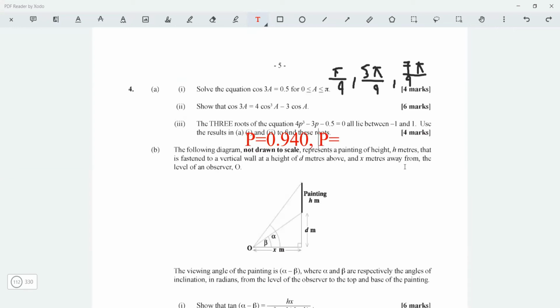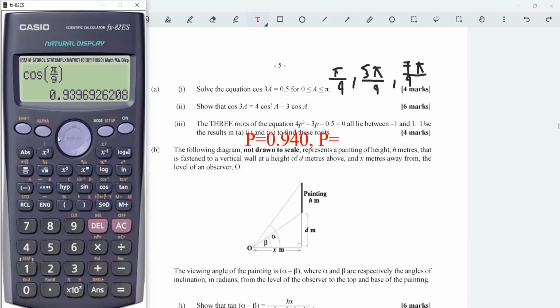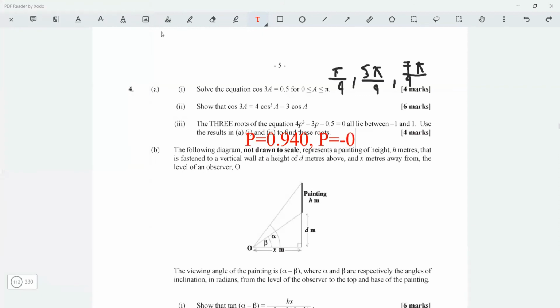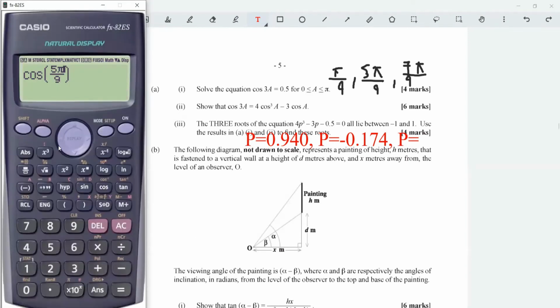940 is correct. All right, 940 is right. Then we need the cos of 5 pi by 9. Let's change this to 5 pi by 9. That is minus 0.174. And then the last one now is P is equal to, we'll plug in the cos of 7 pi by 9, changes to 7. We get minus 0.766.